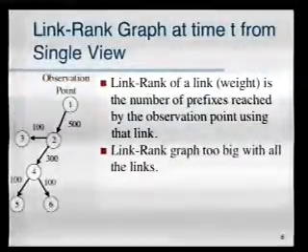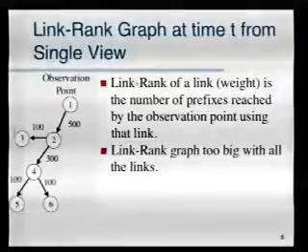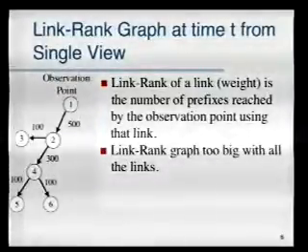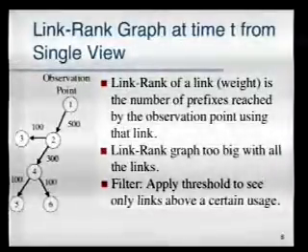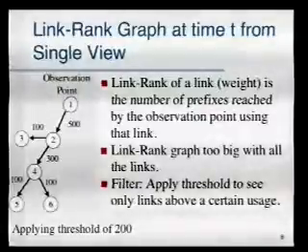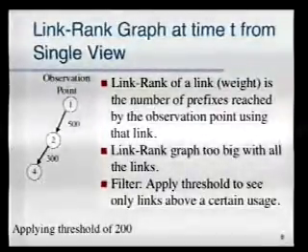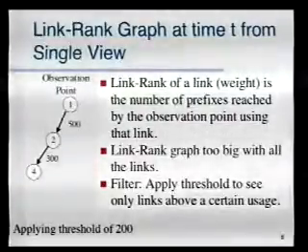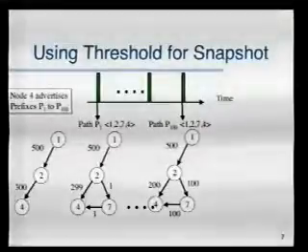So clearly, in a real case, the link rank graph is going to be too big, too messy, and you want to abstract out details that make the graph viewable. What we do as a first step is apply a threshold to see only links above a certain usage. So in this case, for example, if you apply a threshold of 200, what you see is this much smaller graph.